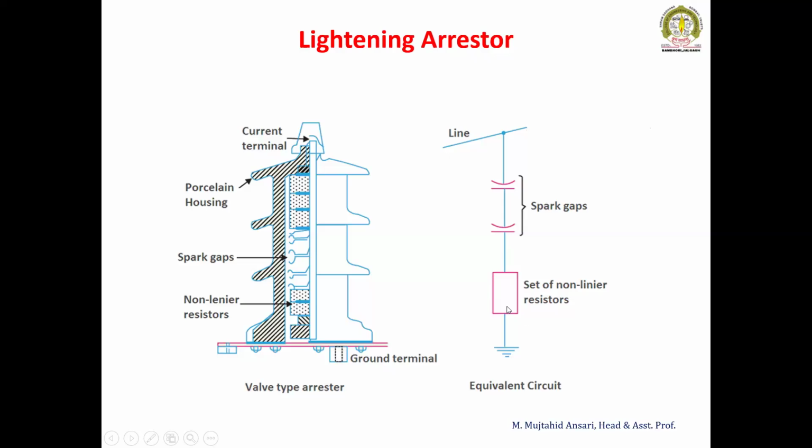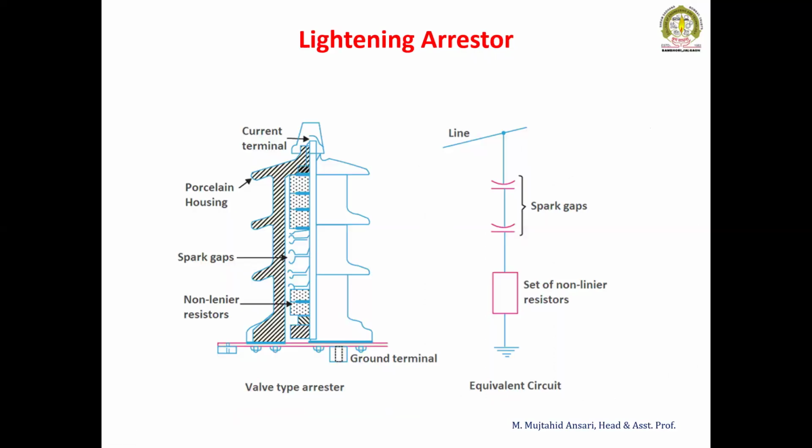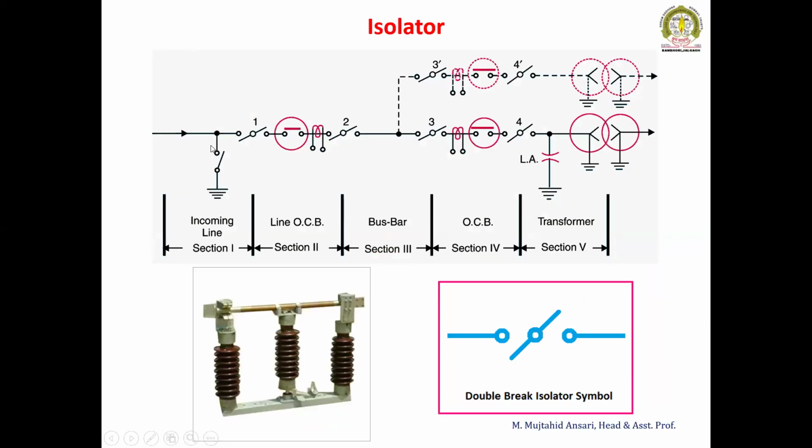This non-linear resistance is connected in series with the spark gap, and it is connected between the line and ground level. There are different types of lightning arrestors for different voltage levels. This is for the 33 kV transmission line; there are also 132 kV and 400 kV transmission line lightning arrestors. It is mounted at the beginning of the circuit, the beginning of the substation. For example, here we connect a lightning arrestor at the beginning of the substation. So this is called a lightning arrestor.